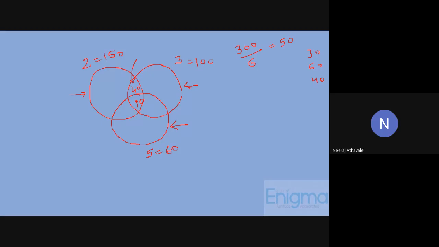Okay. Next part, these two circles are 2 and 5. LCM is 10. So 300 upon 10, you have 30 numbers. Out of that, 10 are already written in the center. So here will come 30 minus 10, 20. Okay. Similarly, these two circles, their LCM is 15. So 300 upon 15, you will get it as 20. Out of 20 again, 10 we have written down in the center. So here will come 10. Okay. I hope it's clear to everyone.